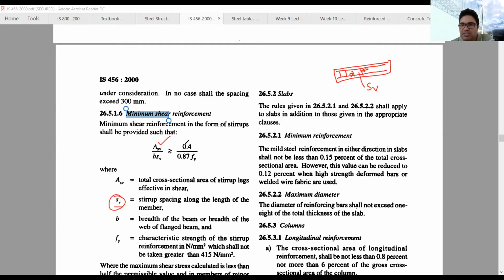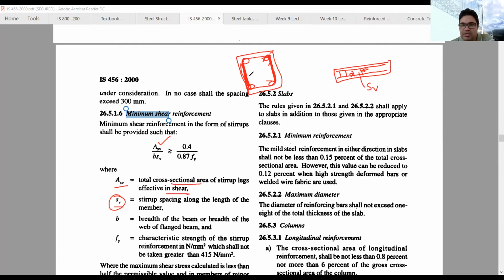And ASV, what is ASV? Well, stirrups look like this, and this is the beam cross section, and this is the bar. So this vertical line of the stirrup and this vertical line of the stirrup, they are actually effective for resisting shear force. So that is why we only consider this vertical line of the stirrup to calculate the effective area of cross section of the stirrup legs. So ASV is called total cross sectional area of stirrup legs effective in shear.